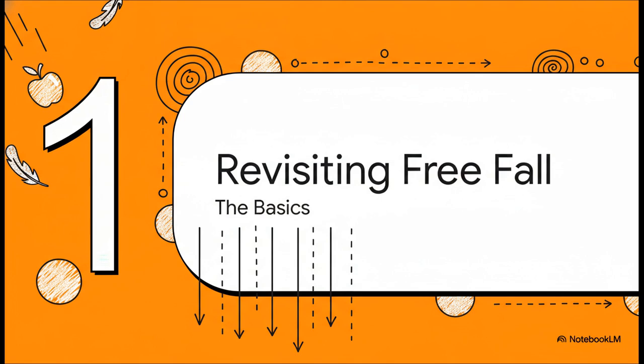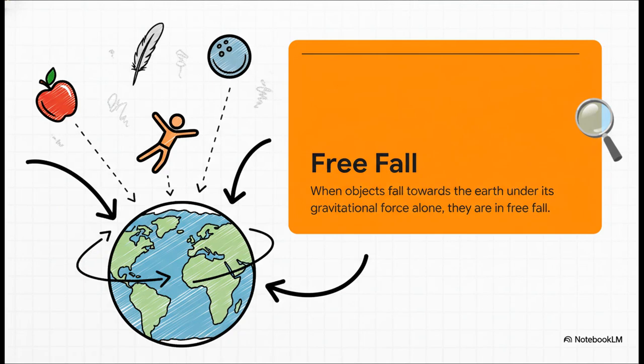Before we can jump into the calculations, we need to be absolutely clear on a few basic ideas. So let's have a quick revision of the concept of free fall. So, what exactly do we mean by free fall? Well, in physics, we say an object is in free fall when the only major force acting on it is the Earth's gravity. Now, it's important to remember that for all the problems we'll solve today, we're going to ignore other things like air resistance. This just helps keep our calculations simple and clear.